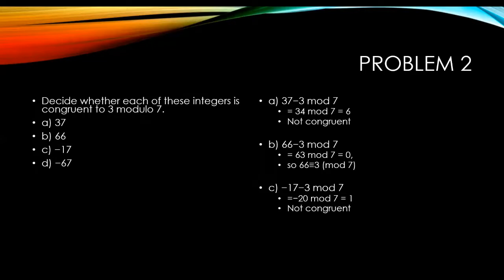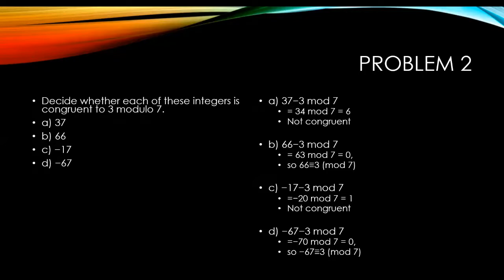Okay, for letter D, -67 minus 3 mod 7. The result will be -70 mod 7, and then the remainder is equal to 0. Since it's 0, -67 is congruent to 3 modulus 7. Again, when we subtract 3 from the given and divide it by 7, the remainder should be 0, so that it will be considered as congruent to 3 modulus 7. Same as with the other examples.